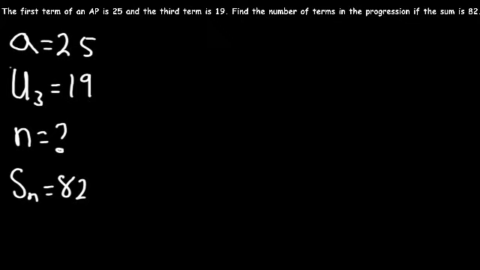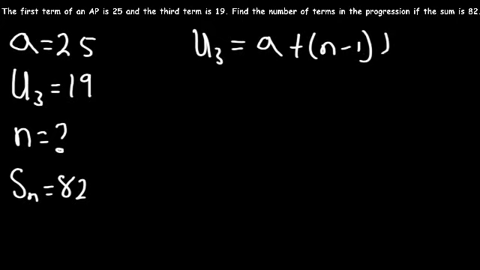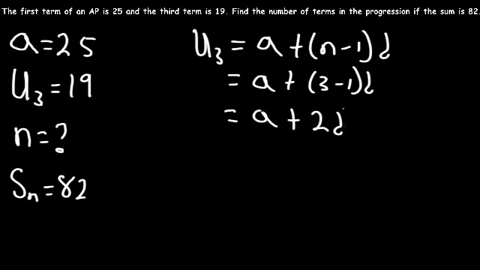Now, according to the question, I'm emphasizing this, they said u sub 3 is 19. But according to the general term of an AP, u sub n is the first term plus n minus 1, then d. Since n is equal to 3, this should be a plus 3 minus 1 d. So in the end, it should be a plus 2d.